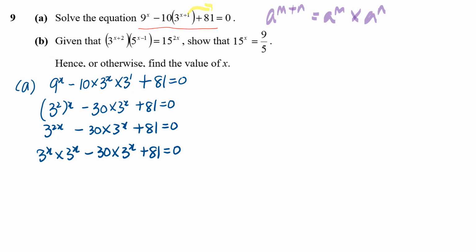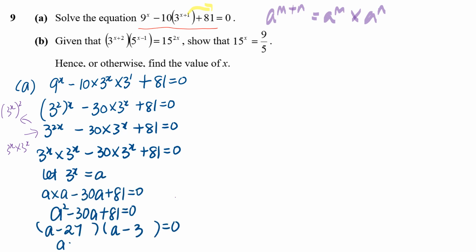Okay, there are 2 ways of doing it for this one here. You can write it as 3 to the power x times 3 to the power x, because x plus x gives you 2x. Or another way, you can write it as 3 to the power of x, then bracket to the power of 2. Alright, you will still get the same answer. So we're going to use the substitution method. So you let 3 to the power of x be a, or any other letter that you fancy.